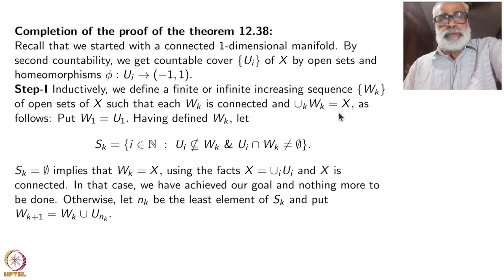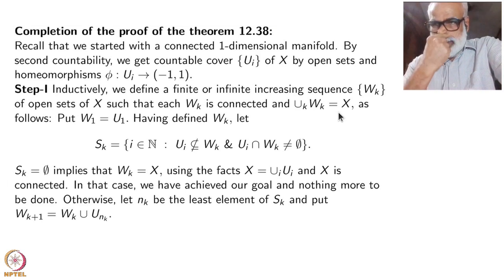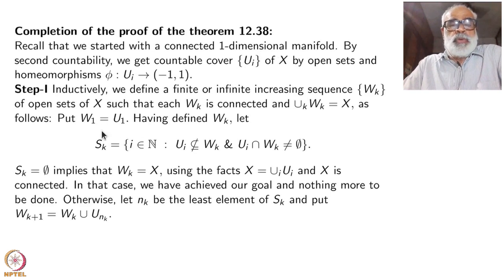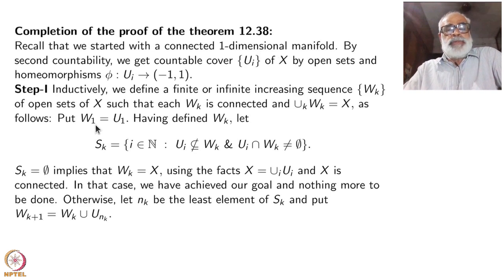That's all. First we have to do this way, but we will do it in a much more elaborate way. So I will describe it as follows. How do we do that? Start with W1 equal to U1. You have got a countable cover, so you have indexed it somehow. Never mind. But that indexing may not be very good, so we are going to make some changes here.